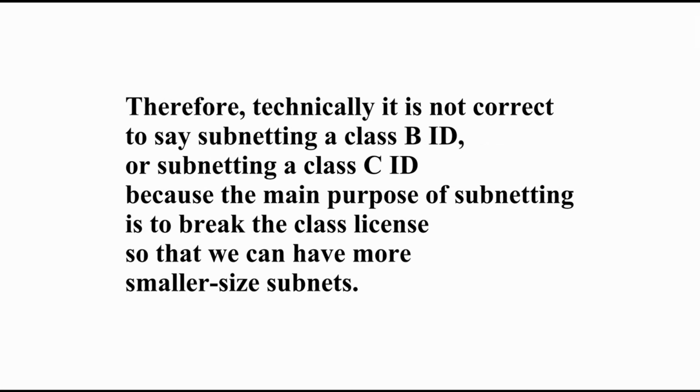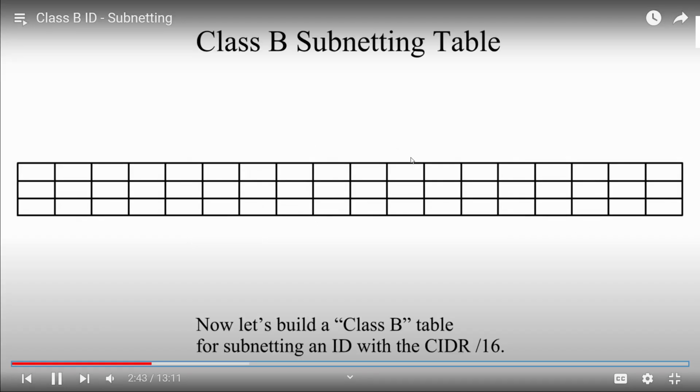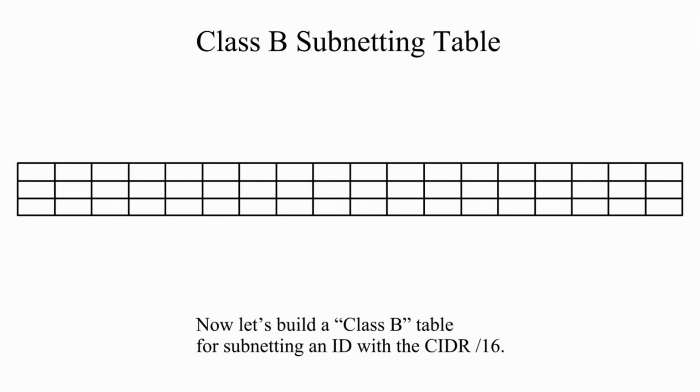Therefore, technically, it's not correct to say subnetting a Class B ID or subnetting a Class C ID, because the main purpose of subnetting is to break the class license so that we can have more, smaller size subnets. Well, to keep it simple, let's still say subnetting a Class B ID or Class C ID, because class license A, B, C are deeply ingrained. We are subnetting an ID with the CIDR value /16.